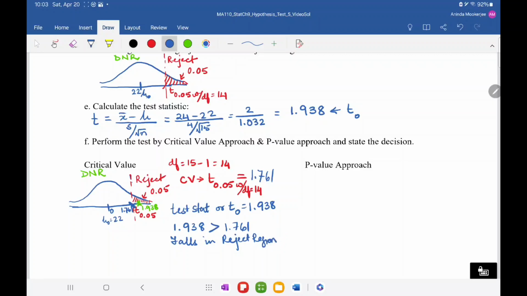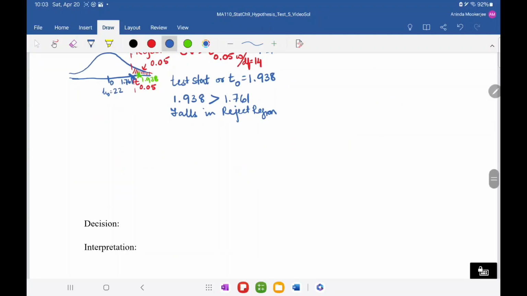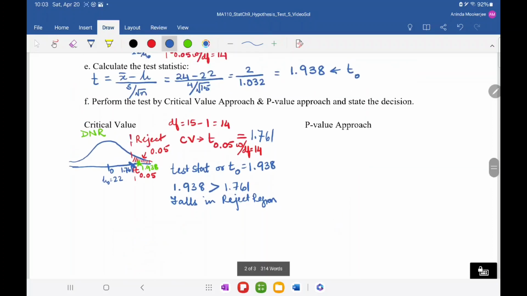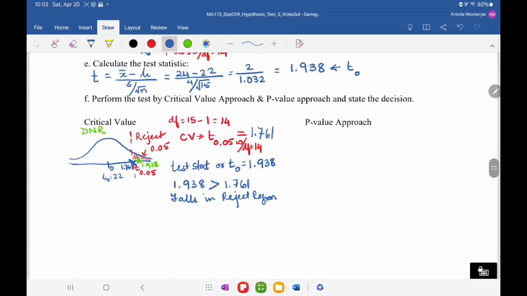Therefore, the decision should be to reject the null hypothesis. However, we have to also perform the test using the p-value approach. For the p-value approach, we will have to start with our test statistic value, t sub 0, which equals 1.938 with df equals 14.